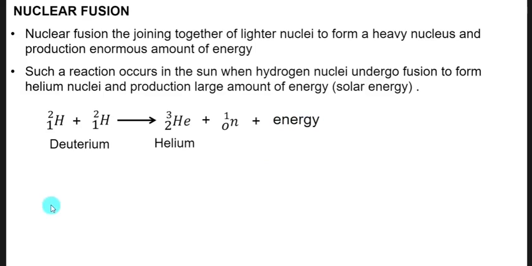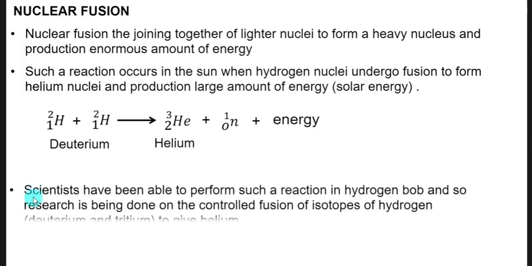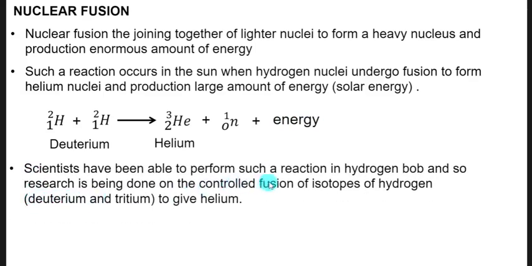All right, so we are saying scientists have been able to perform such a reaction in the hydrogen bomb, and also research is being done on the controlled fusion of isotopes of hydrogen, which are deuterium and tritium, to give helium. So what we are saying is that such a reaction, which produces an enormous amount of energy, has already been done by scientists in the manufacture of some bombs called the hydrogen bomb.